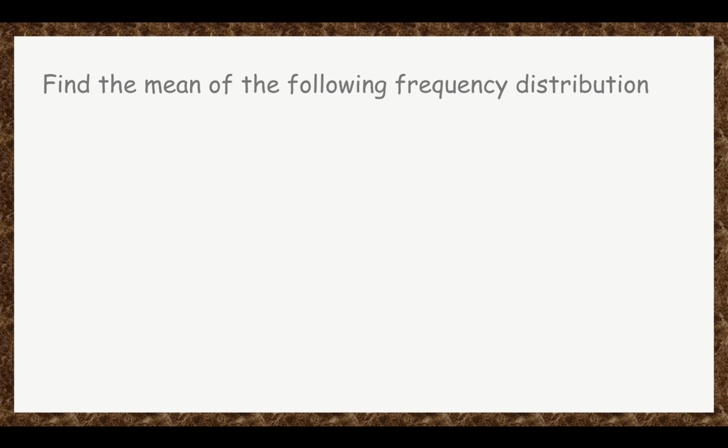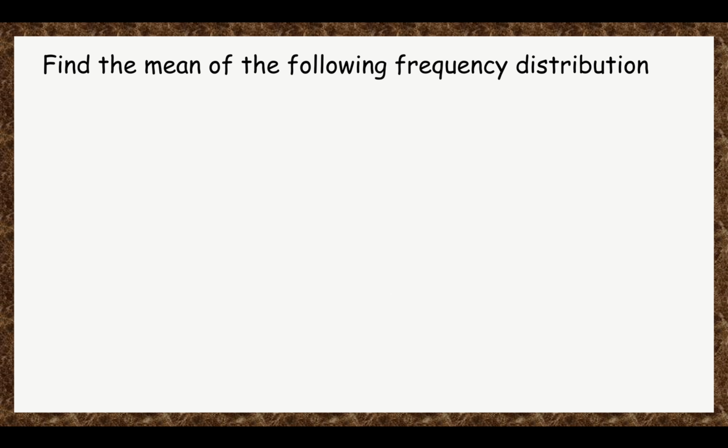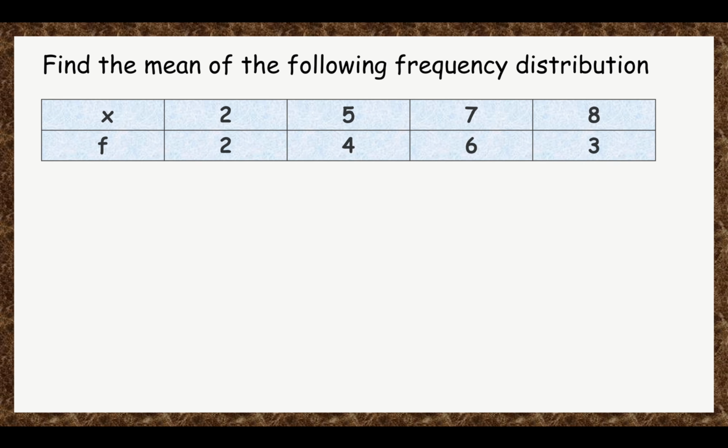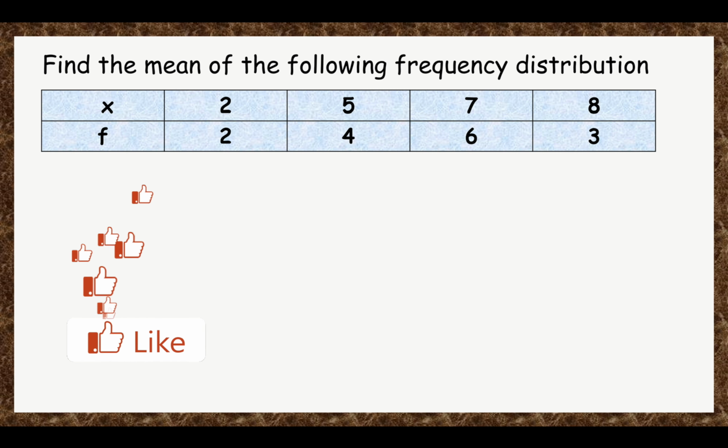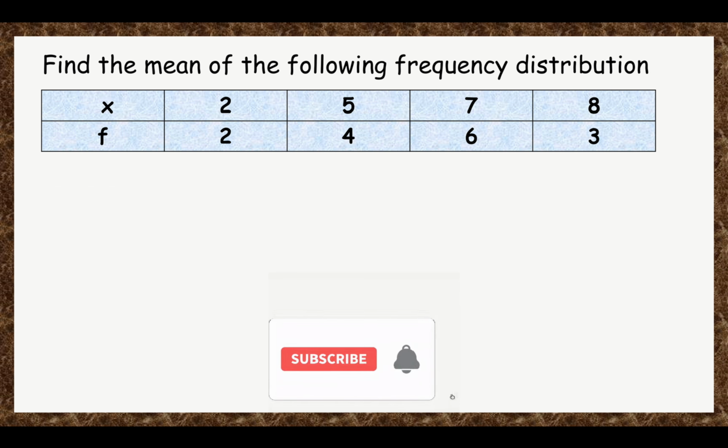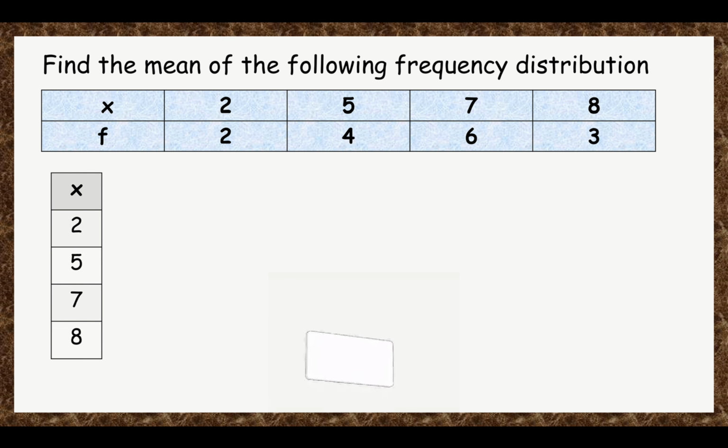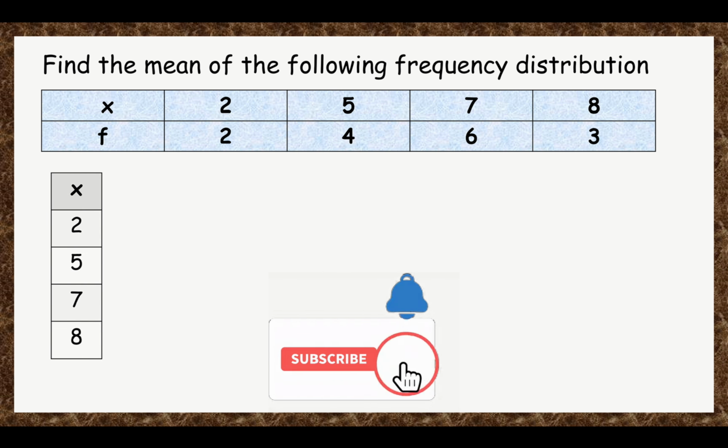Find the mean of the following frequency distribution. So this is the frequency distribution table. This is a discrete frequency distribution because X takes only specific countable values. You can count the values of X: 2, 5, 7 and 8. The data is ungrouped because the values are not grouped into intervals. So this sum is an example for how to find mean for discrete ungrouped data. Now let us find the mean.